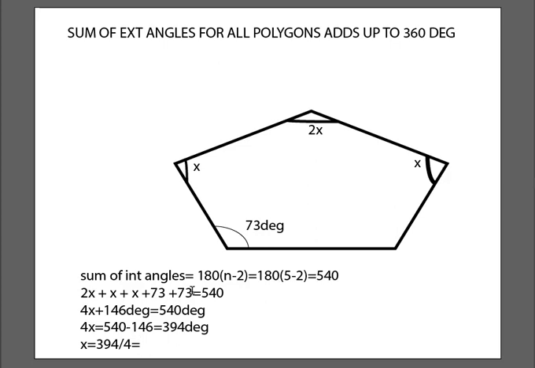I'm supposing that's what you get. I've done mental work there, but you can use your calculator as well to confirm. 394 divided by 4, yes, we get 98.5 degrees. So for x, you have 98.5. The other one which is 2x, you get 98.5 times 2. What is it? 197 degrees. And you are done.